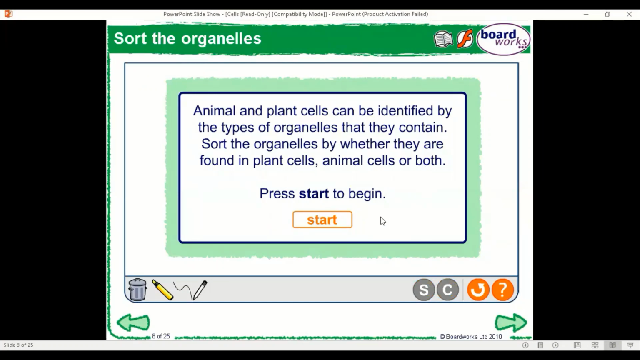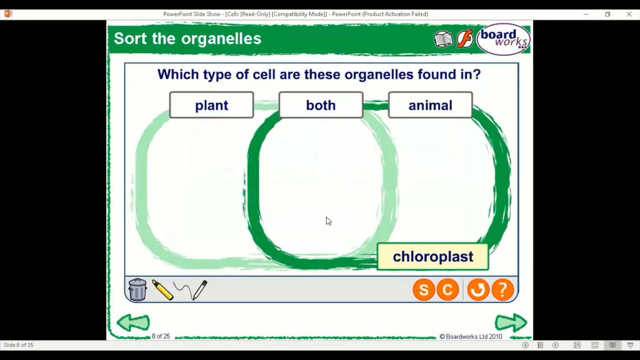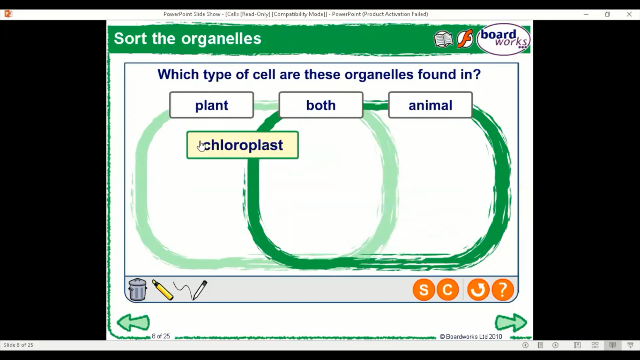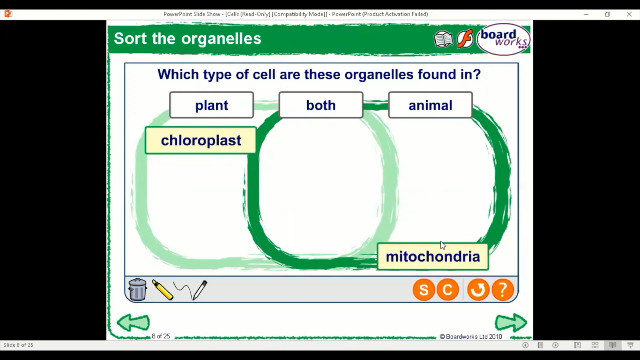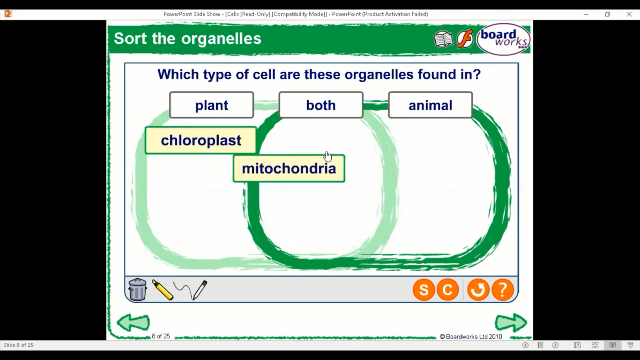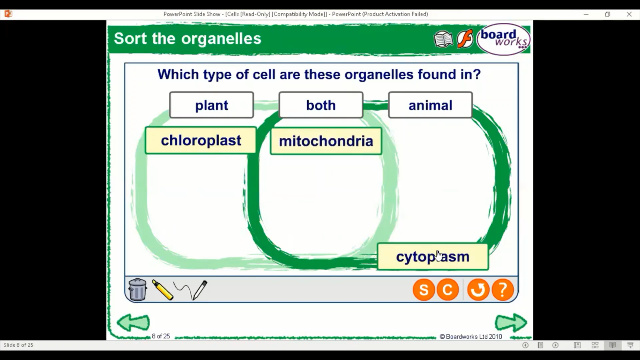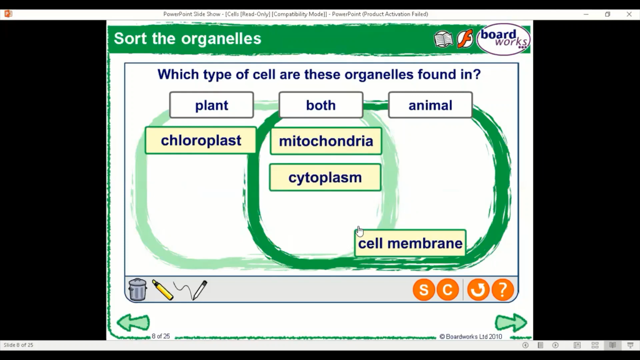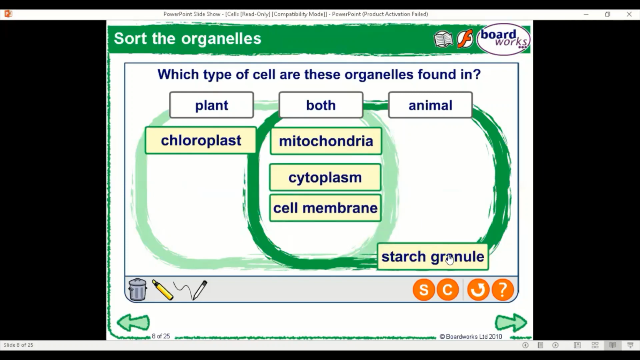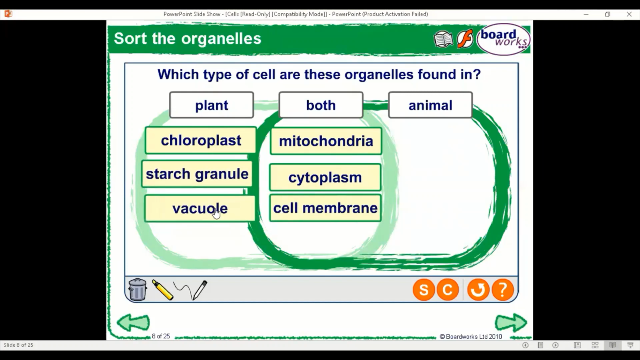This is just a little bit of a recap of that one. It says animal and plant cells can all be identified with types of organisms. So, chloroplast. Plant. Mitochondria. Cytoplasm. Cell membrane. Starch. Membrane. Vacuole. And nucleus.